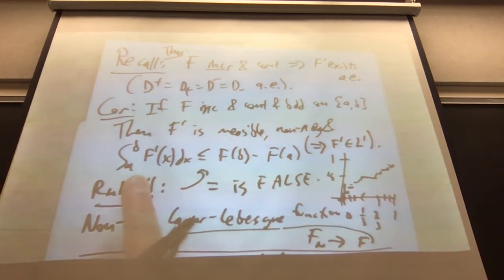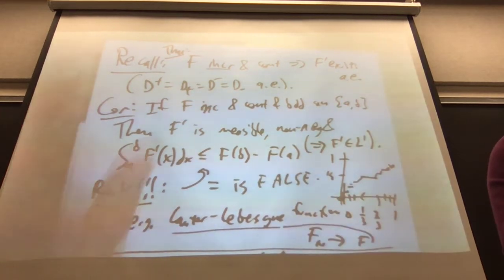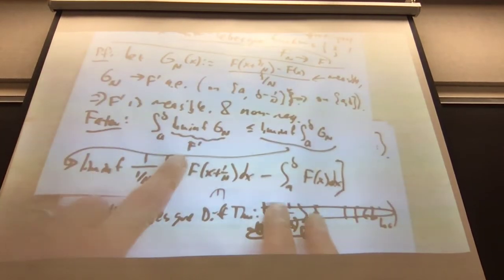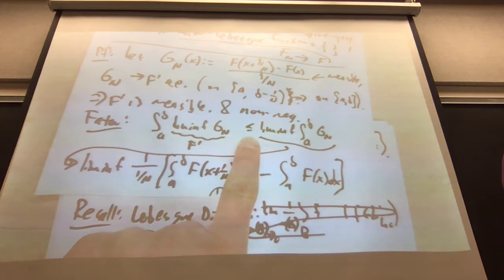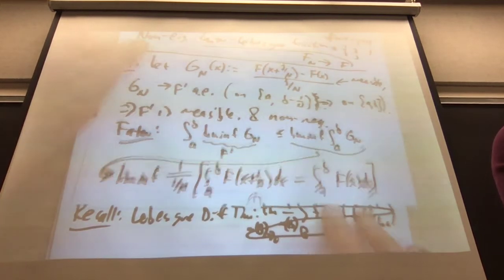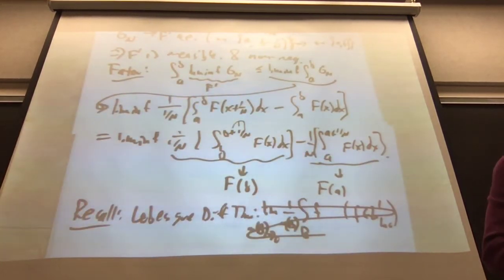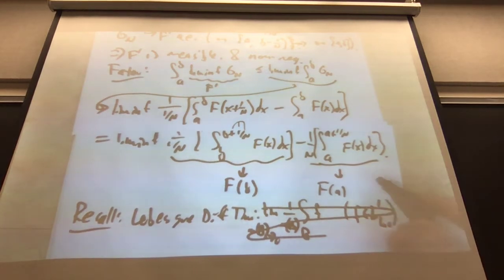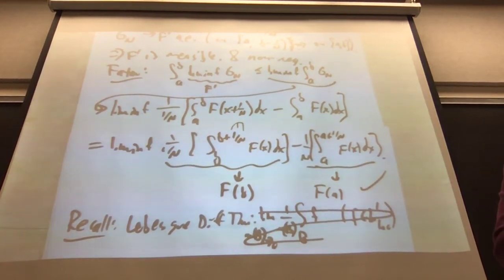So we're about to prove this statement. We have the integral from a to b of f prime on one side. We're using Fatou for this, so that's a less than or equal to. And on the other side, we're coming up with f of b minus f of a. So that's the completion of the proof of the corollary.